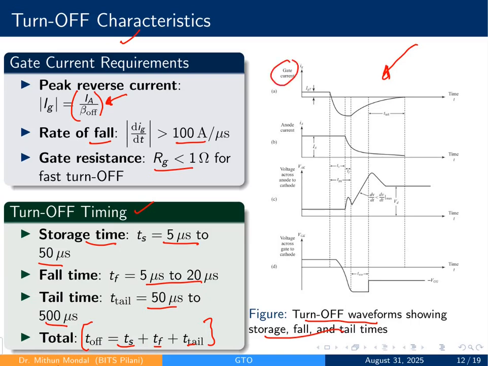where the gate current is applied in the positive region to turn on the thyristor. We can see the anode current will increase, become constant, and then decrease. The anode to cathode voltage will be constant initially, then it will increase because of dV by dt, and the gate to cathode voltage will become constant, then decrease, become constant, and then increase and saturate. So these are the typical characteristics of the GTO during the storage, fall, and tail time.